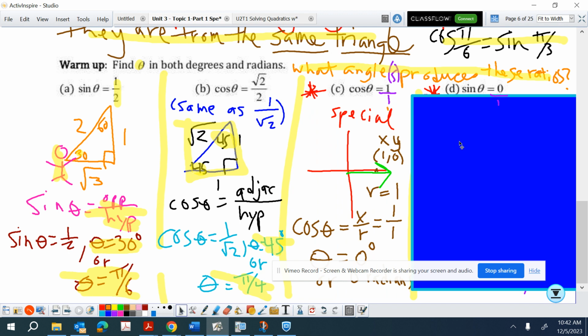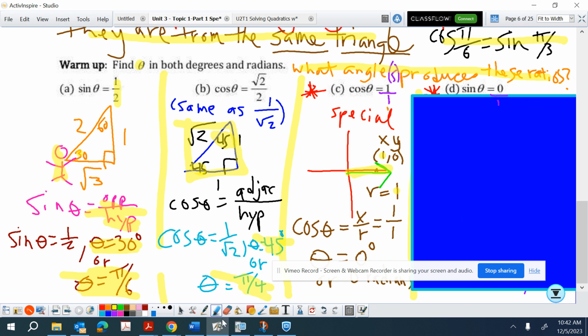And then I'm going to notice that if I have a cosine ratio of 1 over 1, this means that I am not forming a triangle. I am still on the x-axis and I have not rotated. How do I know? Because cosine is x over r, and the x value is 1 and the r value is 1. So in order to produce a ratio of 1 over 1, since I do not rotate at all, my angle is going to be 0 degrees or 0 radians.